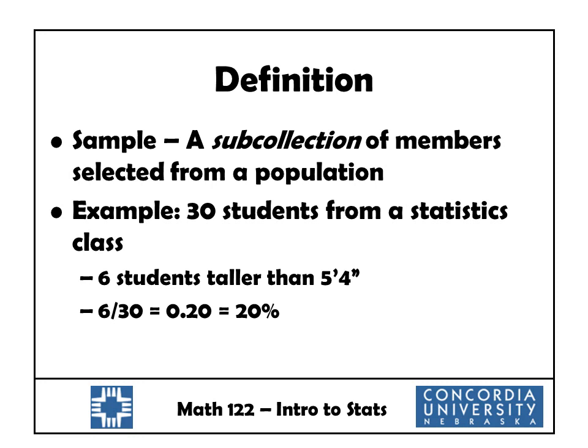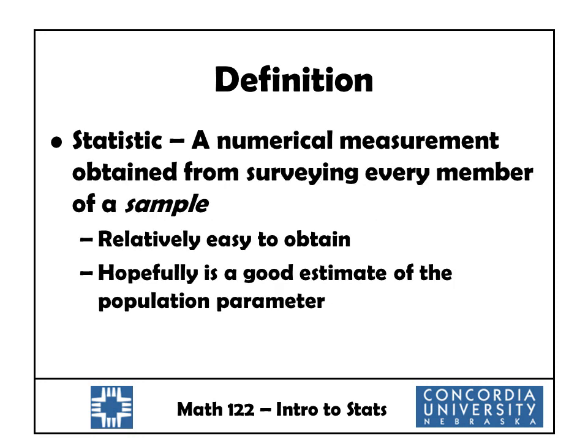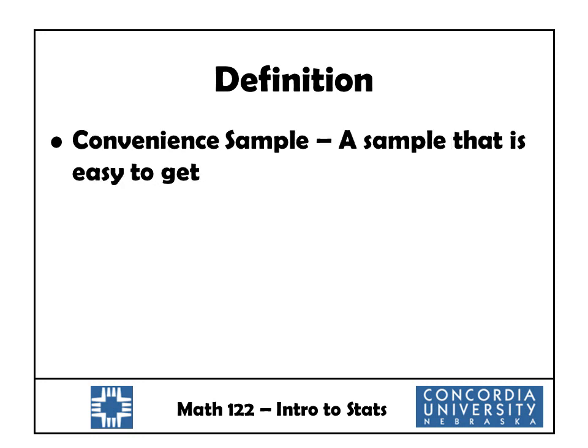So let's say that I go to these 30 students, I count the number that are taller than 5 feet 4 inches, and 6 of them are. So I take 6 divided by my sample size of 30, and I get a proportion of 0.2, which is equal to 20%. Now, this number of 20% is an example of what we call a statistic, which is a numerical measurement obtained from surveying every member of a sample. Now, this is relatively easy to obtain because it only required me to look at these 30 people in the sample. My hope is that this statistic is a good estimate of the population parameter, which is what I really want to know.